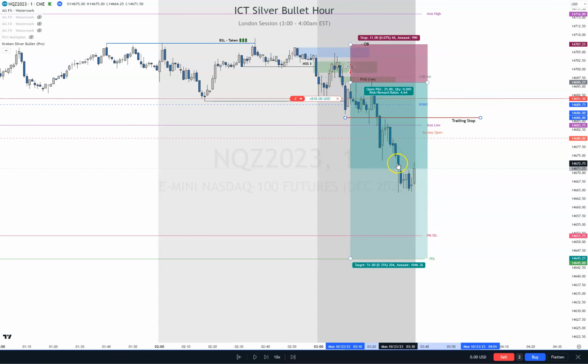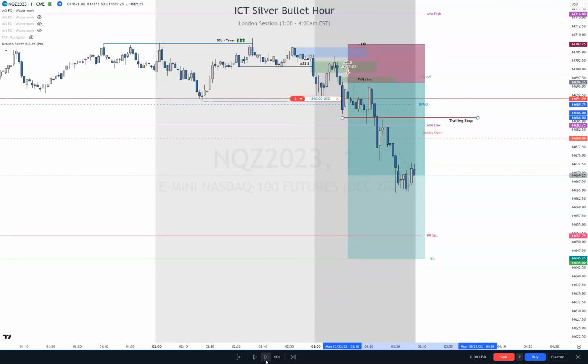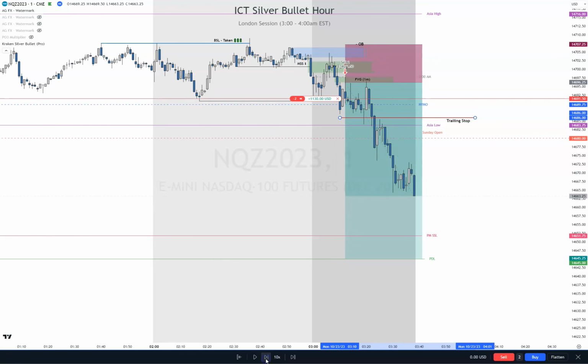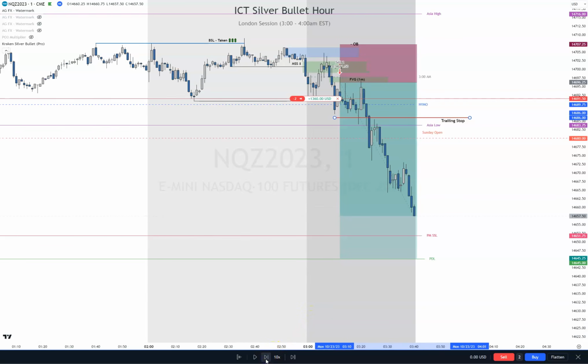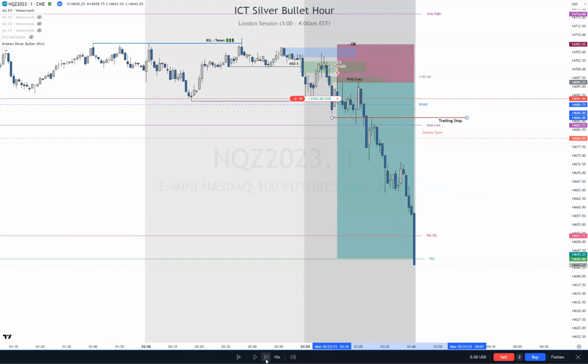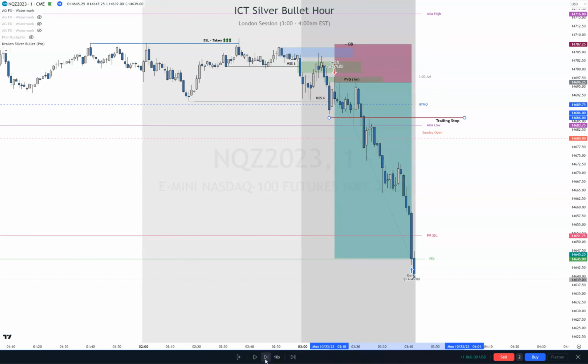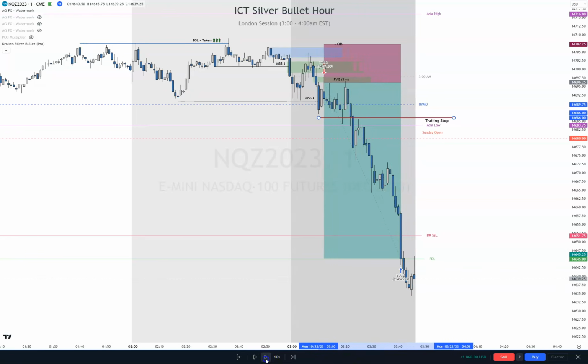You have fair value gap right here. You have a small one right here. So we'll see how it goes. All right, flatten right there. Let's just see how the rest of the hour goes.